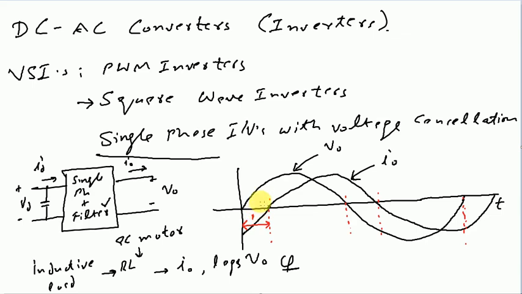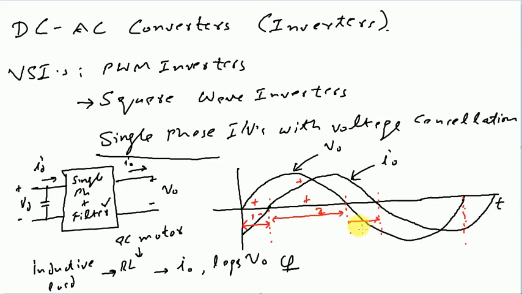Now here you can see in subinterval 1 the output voltage is positive, but the output current is negative. In the next subinterval, we can see that the output current is also positive and the output voltage is also positive. So this is another subinterval, which I have labeled as 2.